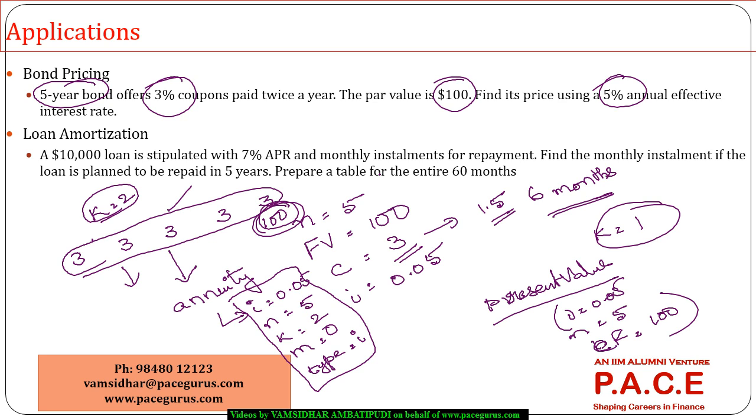Now, if the bond is available in the market for less than 91.5, I can go ahead and purchase the bond. But if it is available for more than 91.5, I would not be interested in purchasing the bond. I might very well drop off from the purchase. So that's how we can do bond pricing using the present value as well as the annuity functions that we have learned as a part of this time value of money.